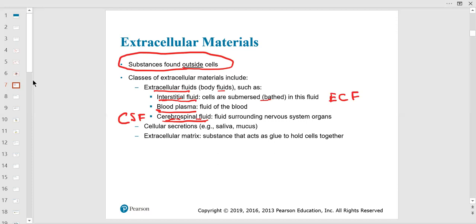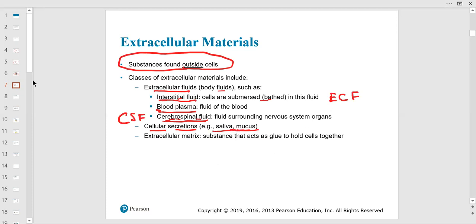Okay, so cellular secretions into cavities or into ducts, like your exocrine stuff, like your salivary fluid, which has enzymes for digestion, especially for carbohydrate, and mucus, which helps move things along tubes and lumens in the reproductive or digestive system, and also in the respiratory.